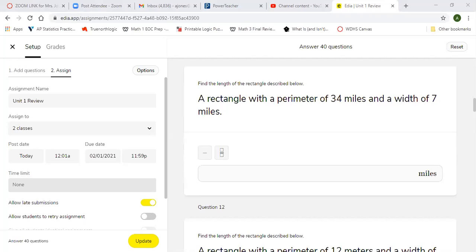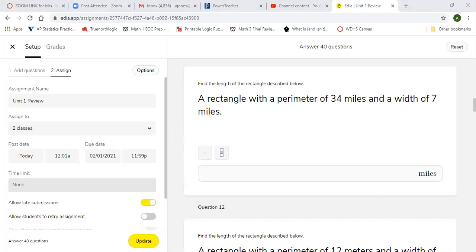So goal 2 is going to be about perimeter and some other stuff. So we're going to start with perimeter. It says a rectangle, and I'm just writing the problem down, with a perimeter of 34 has a width of 7. So this is what I wrote.